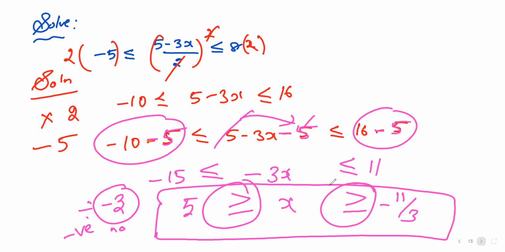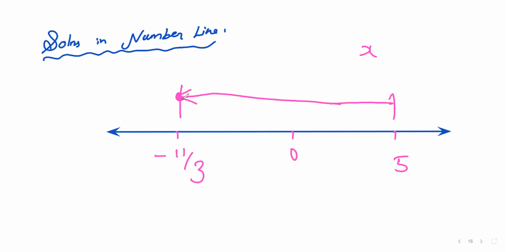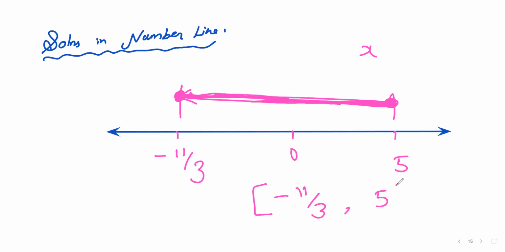So you should use closed interval. It includes -11/3 and 5. Your solutions lie between these two. Here all your solutions are present. You should not use an open bracket; you should use a closed bracket: [-11/3, 5].